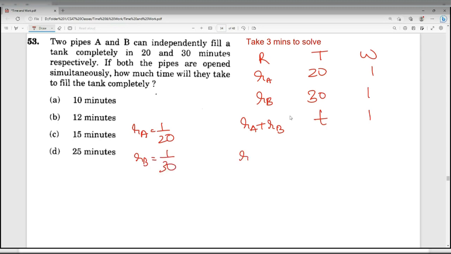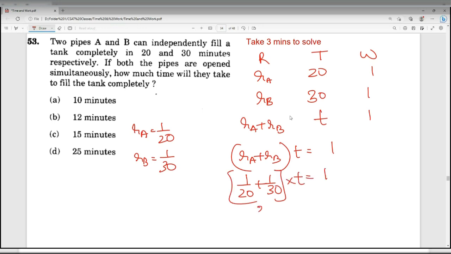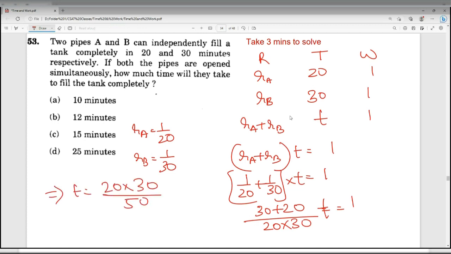So we have RA plus RB into T is equal to 1. RA is 1 by 20 plus 1 by 30 into T is equal to 1. I have 30 plus 20 divided by 20 into 30 into T is equal to 1. This implies that T is equal to 20 into 30 divided by 50. 5 tens are 50, 4 threes are 12. It is 12 minutes. The correct option is option B.